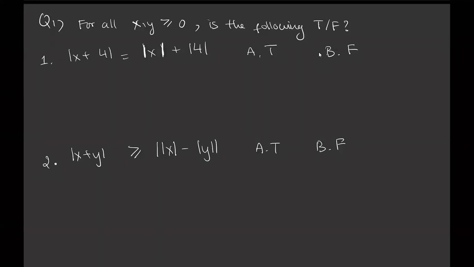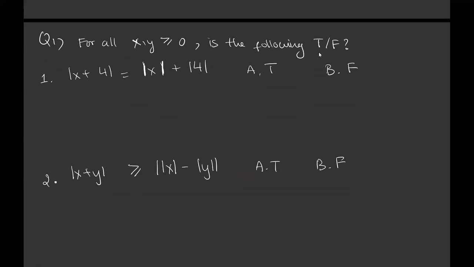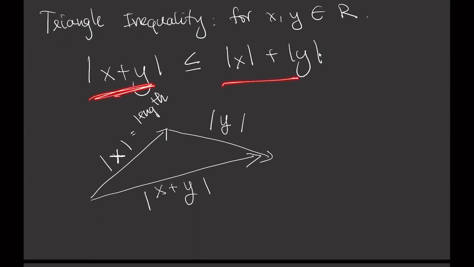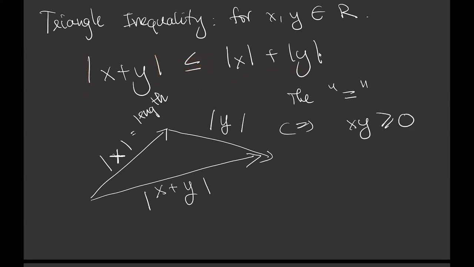Okay, I forgot to talk about the equality of the triangle inequality. So this one, the equality, when they are equal to each other, this one equals this side if and only if x times y is greater than or equal to 0, which means they are both positive or both negative.